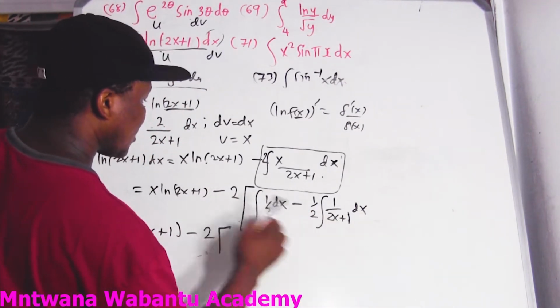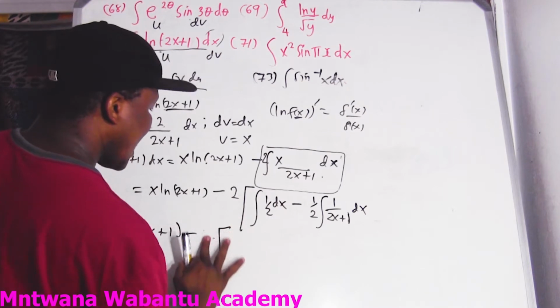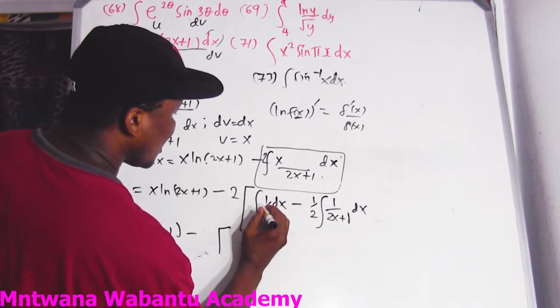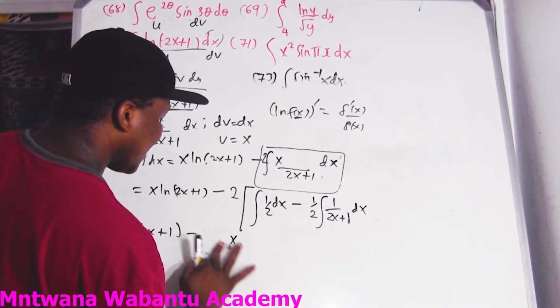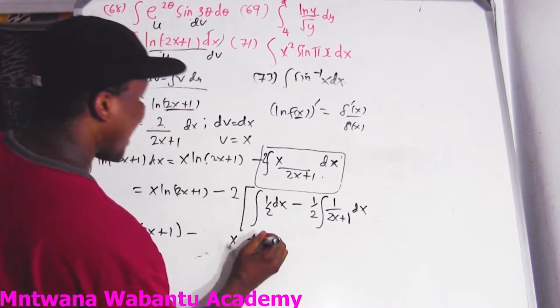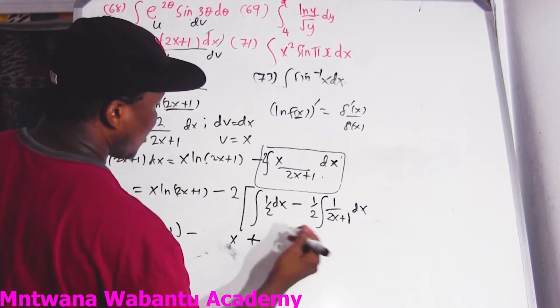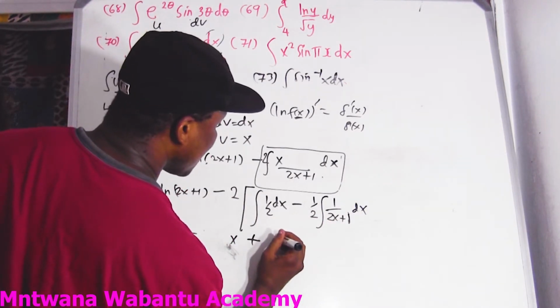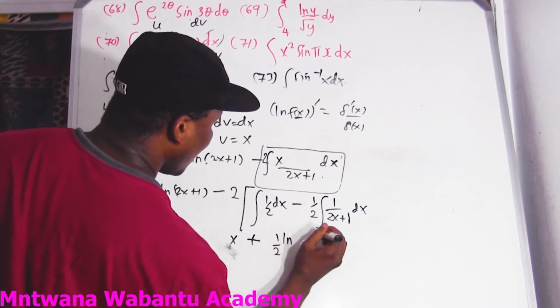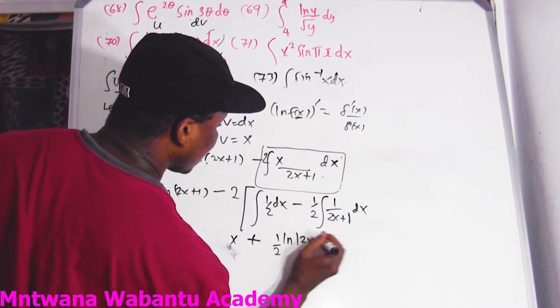2 and 2, 1. Negative plus. So now I'm not gonna have a 2 anymore. And when you integrate these dx, you get x, and then no bracket anymore. Negative is gonna be plus. This and this is gonna be just a 1. Okay, this is gonna be ln. It's gonna be 1 over 2 ln of 2x plus 1.